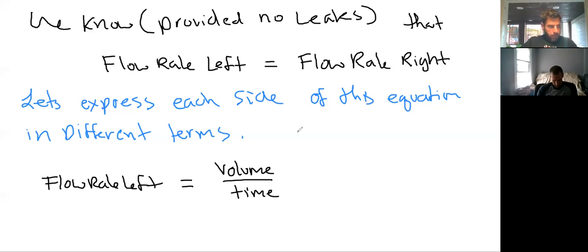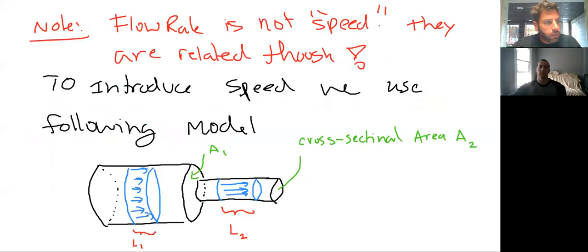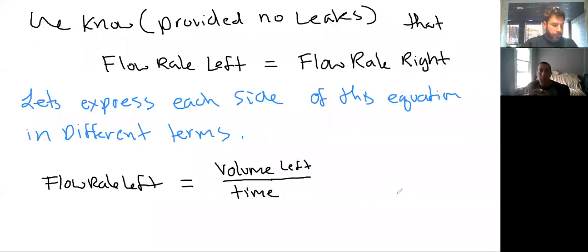Now, let's be very careful. This is the volume on the left. What's the volume on the left? If you go back to the previous picture, it's the volume of this cylindrical piece of water. Its height is L1, and its cross-sectional area is A1. So if we write this more succinctly, this is going to be A sub 1 times L sub 1 all over T.